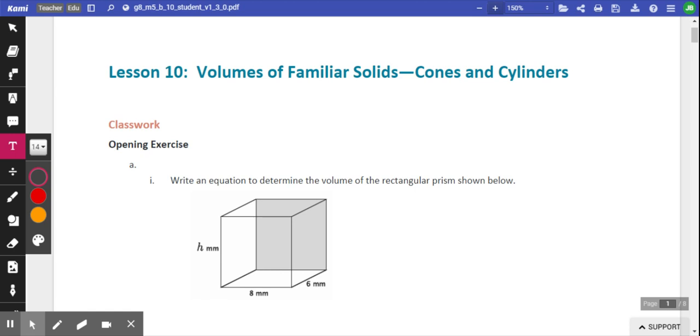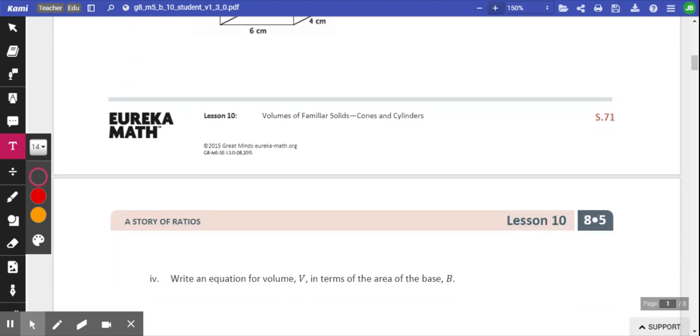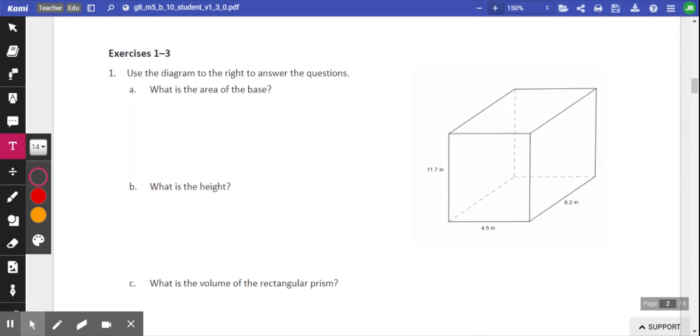Okay, this video is going to focus on Lesson 10, volumes of familiar solids, cones, and cylinders. So I'm going to skip this opening exercise and go all the way to exercise 1 on page S76 in your books. This is Module 5, Lesson 10 in your books. Make sure you see this. I believe it's at the bottom of S76.